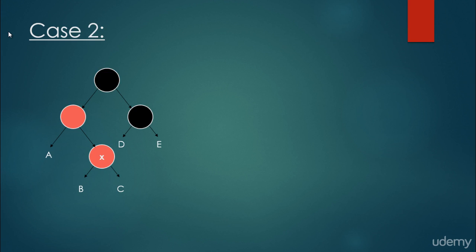Yeah. In case 2, as you can see, the uncle is black. The uncle of node X is a black node, plus the node is a right child. It's very important that the X we are dealing with is a right child, because it's the right child of the parent. Okay, this is the uncle, it is black.